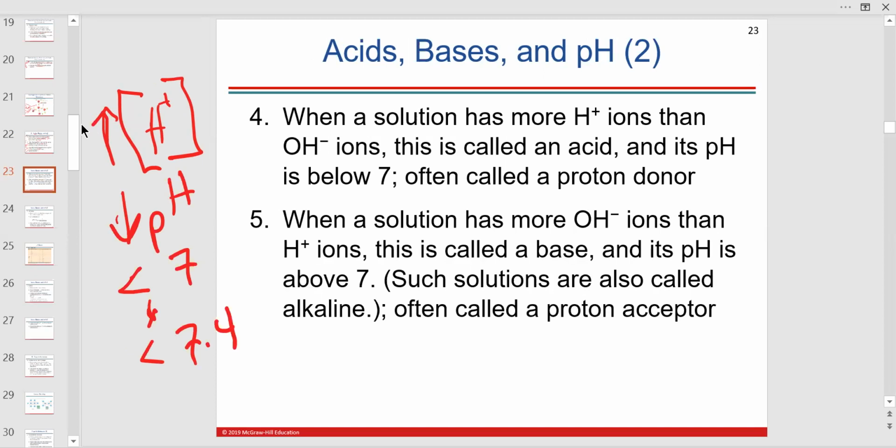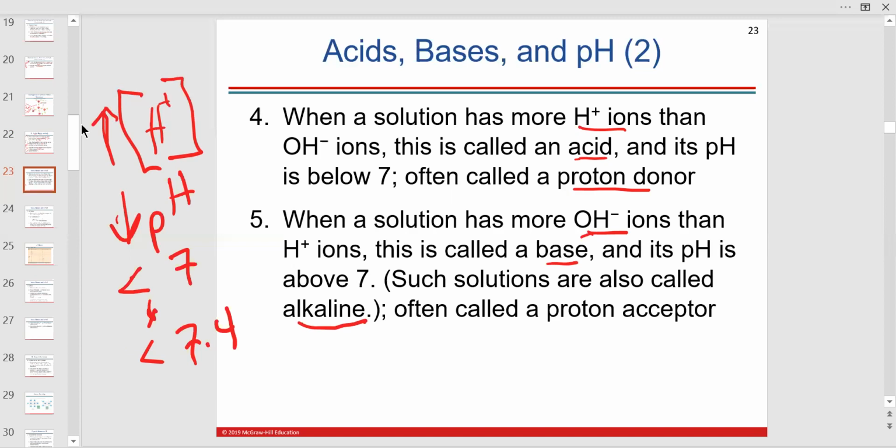Okay, so when a solution has more hydrogen ions, it's called an acid. pH falls below 7. A proton donor, of course. When the solution has more hydroxide, it's going to be called a base. Or is the word alkaline on here somewhere? Here you go.